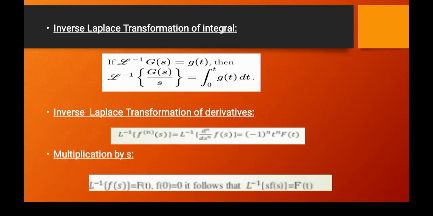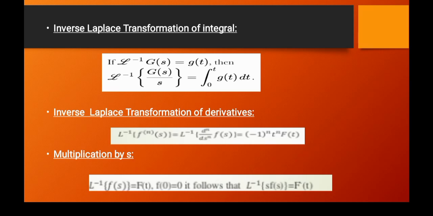The third property of inverse Laplace transform is that of an integral. If I have to take the inverse Laplace transform of a function g of s over s, it will give me the integral with limit 0 to t of g of t dt. Inverse Laplace transform of a derivative will give me minus 1 to the power n, t to the power n, f of t. And multiplication by s.